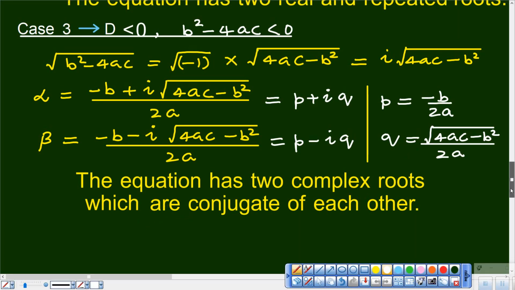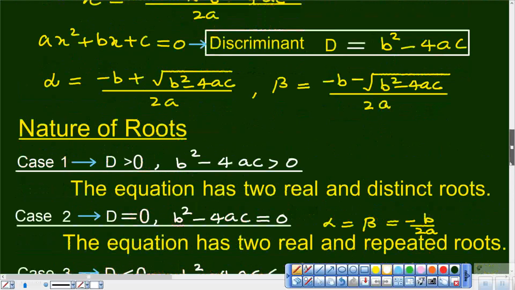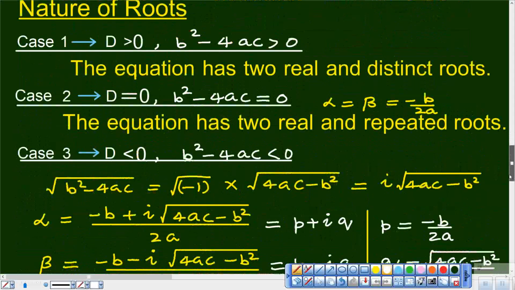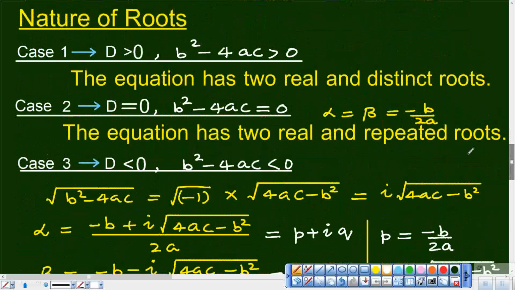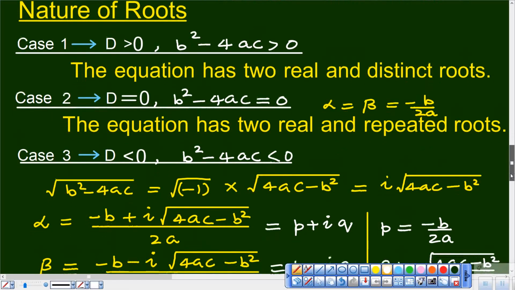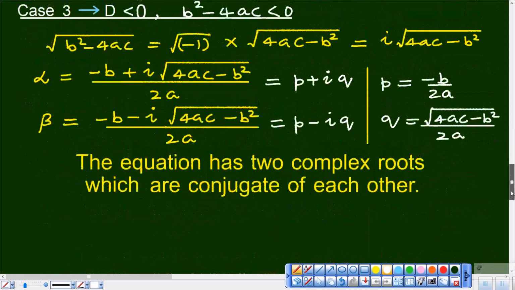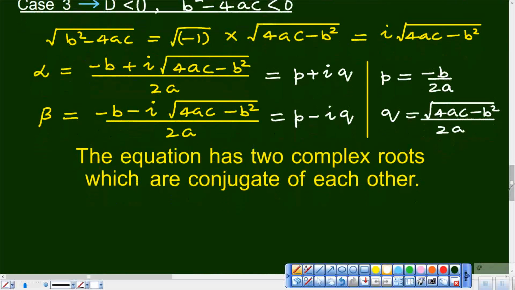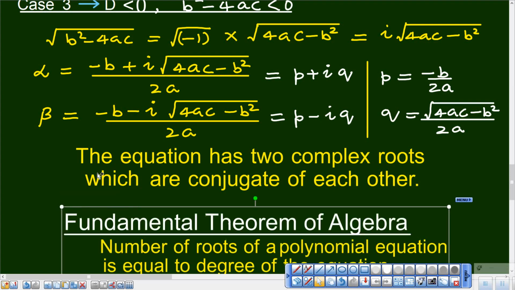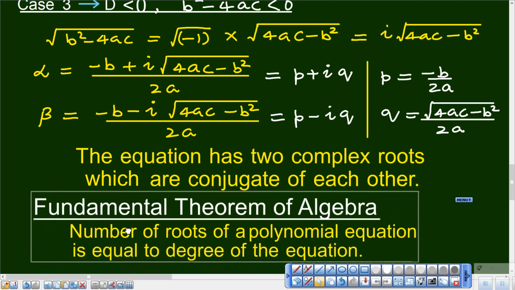In fact, you must be wondering why there are always two roots of this quadratic equation, whether my discriminant is positive, equal to zero, or less than zero. In every case, my number of roots is two. In fact, it is not a coincidence. It is one of the fundamental theorems known as the fundamental theorem of algebra.